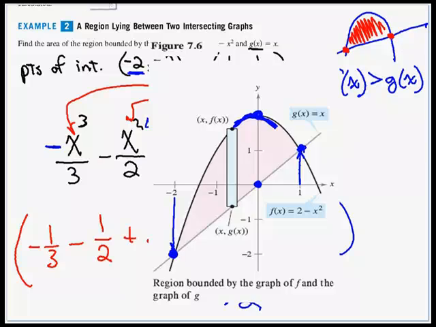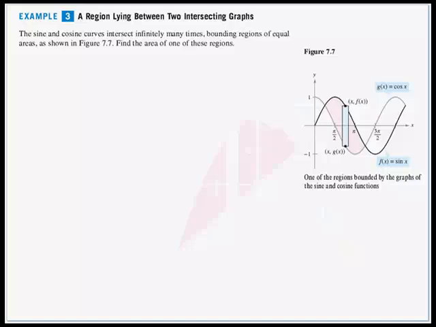All right, let's see what's going on here in example 3. Example 3, a region lying between two intersecting graphs. The sine and cosine waves intersect infinitely many times, bounding regions of equal area as shown in figure 7.7. So here's our sine wave, and our cosine wave is in the lighter gray. They intersect infinitely many times, and they create these regions. And these regions are actually going to have the exact same area. We want to find the area of one of those regions.